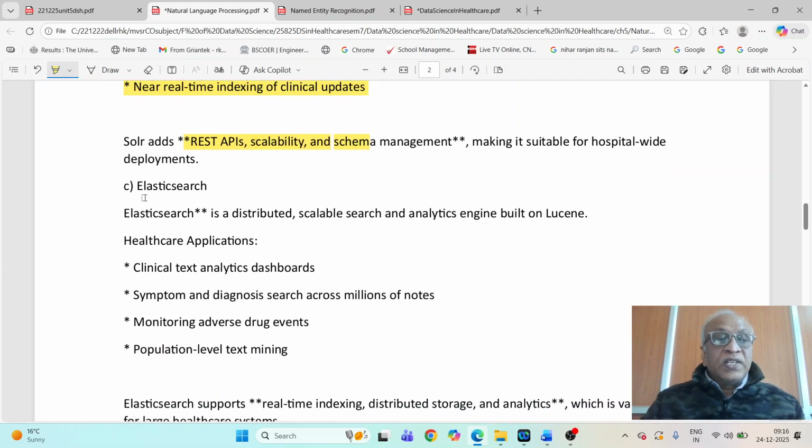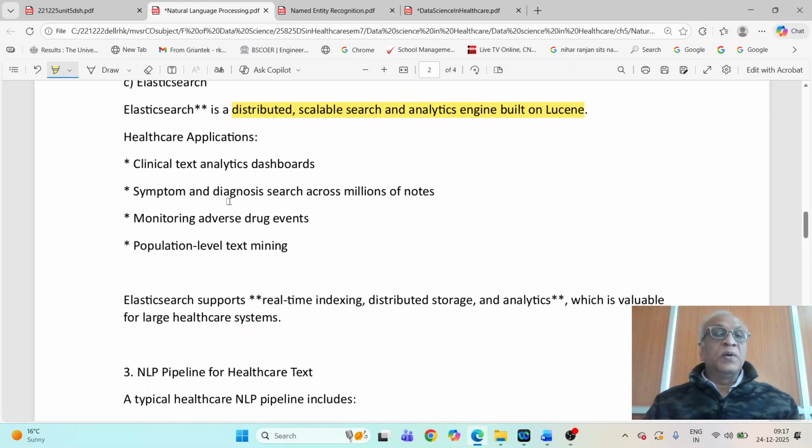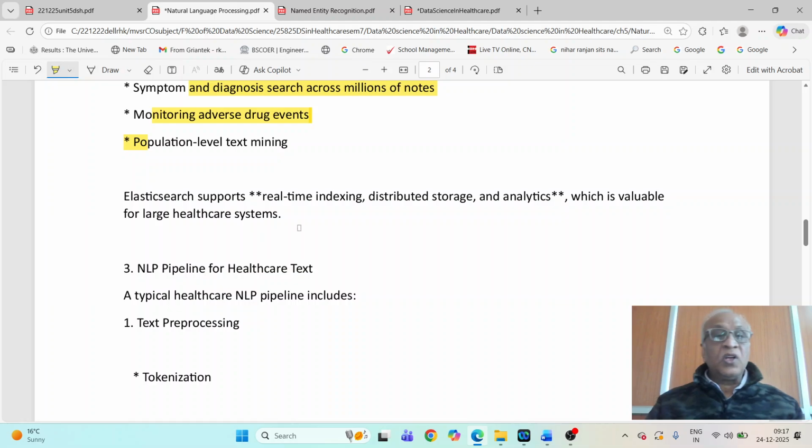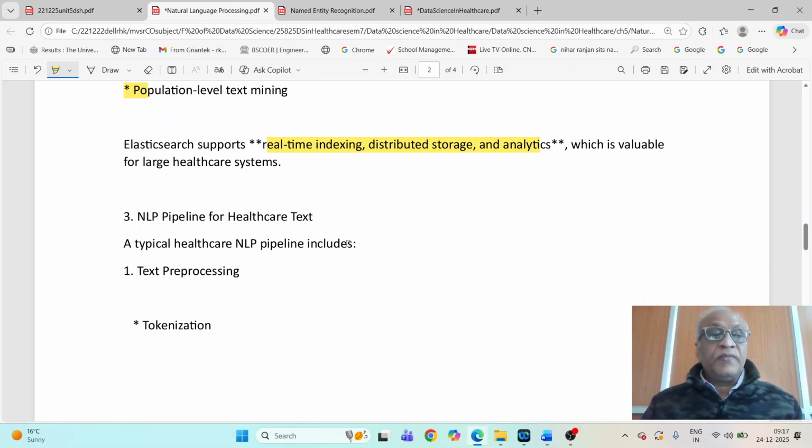You also have Elasticsearch. It's a distributed, scalable search and analytics engine built on Lucene. What are the applications? Clinical text analysis dashboards, symptom and diagnosis search across millions of notes, monitoring adverse drug events, and population-level text mining. So Elasticsearch basically supports real-time indexing, distributed storage, and analytics.